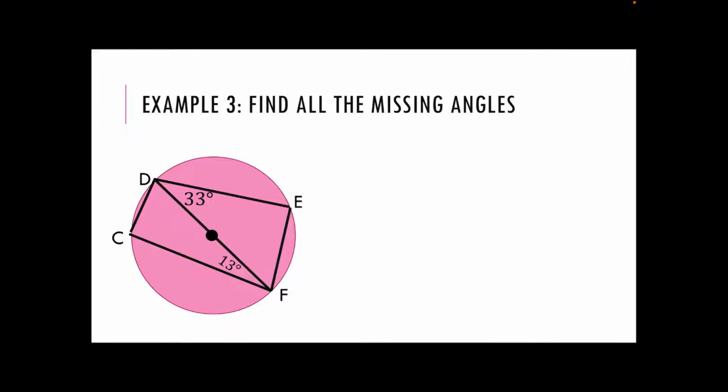Example 3, we need to fill in all of the missing angles. So this time we've actually got two triangles. Now it might look like a rectangle, but E to F is actually much longer than D to C. So it's not a rectangle, we've just got two triangles that we're trying to fill in here. So angle DEF is going to be my right angle here, because DF is my diameter and E is on the circumference. So I can do 90 plus 33 to give me 123, and 180 take away 123 is going to leave me with 57 degrees.